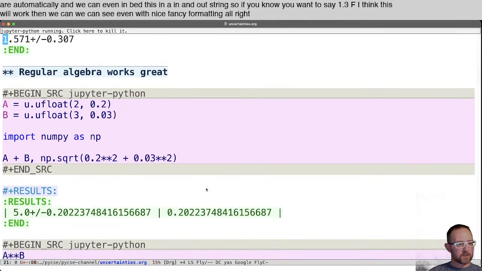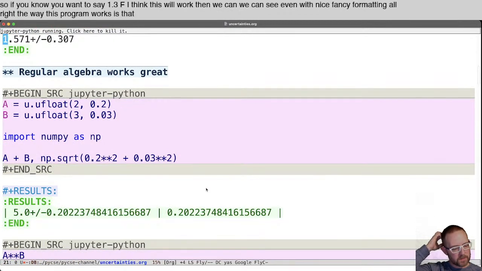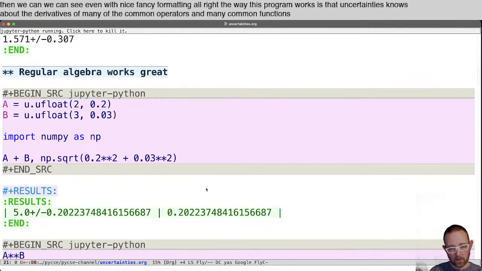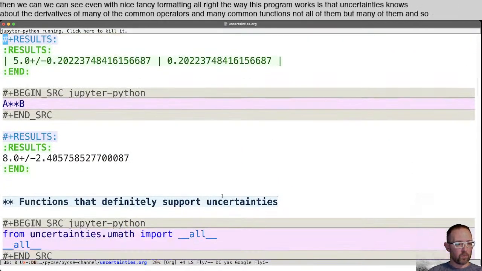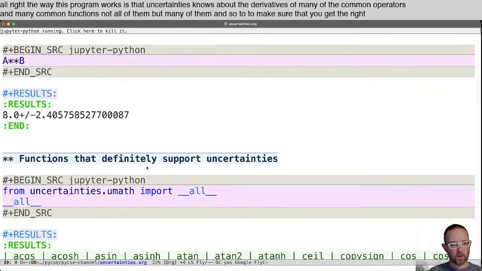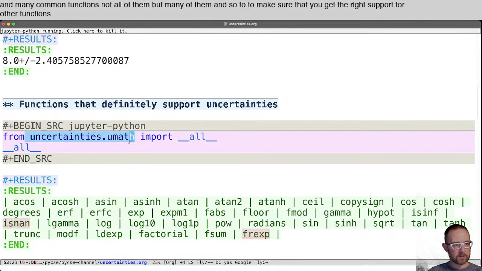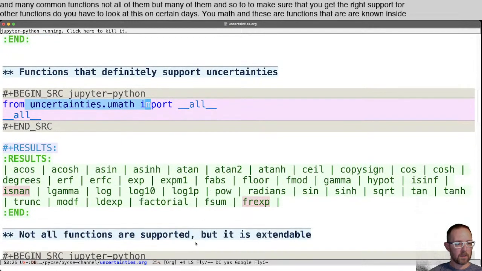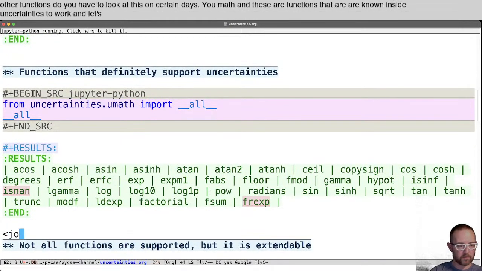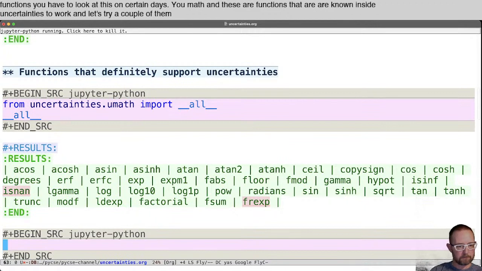All right. The way this program works is that uncertainties knows about the derivatives of many of the common operators and many common functions. Not all of them, but many of them. To make sure that you get the right support for other functions, you have to look at uncertainties.umath. These are functions that are known inside uncertainties to work. Let's try a couple of them. Let me see, np.exp of u.ufloat 2, 0.5.